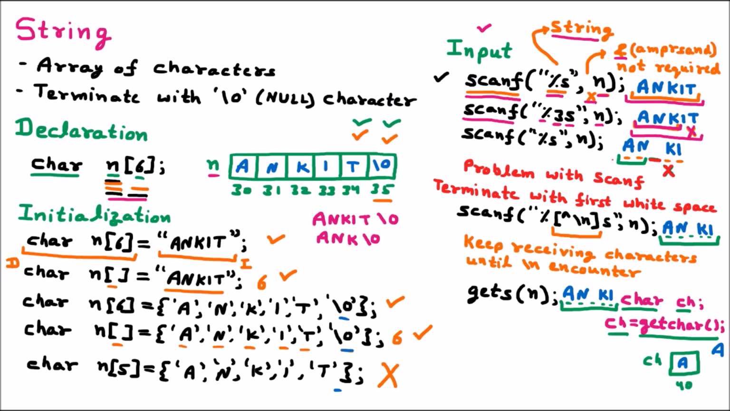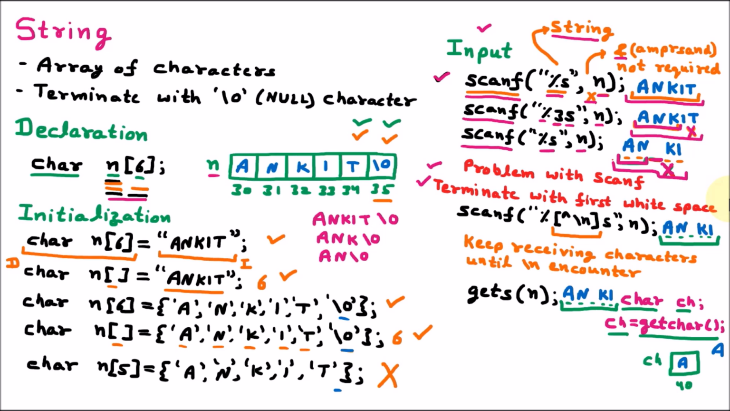In case 3, we again have scanf, then %s, that is for the string, then storing into n. So this line is the same as the first line, but here I am providing a different input. Let's say an, then 1 space, then ki. Here we have the problem with scanf that it will terminate when the first white space is encountered. So an is followed by a white space, which means the complete remaining part, space and ki, will be discarded. So only an will be stored inside the array, followed by the \0.